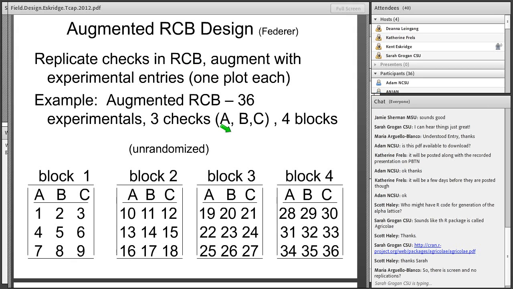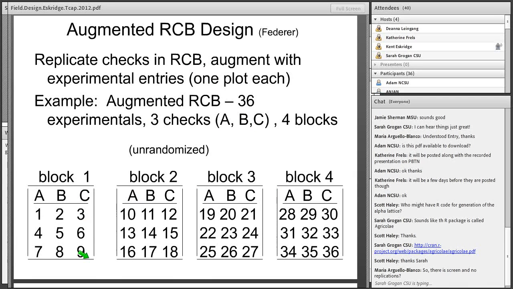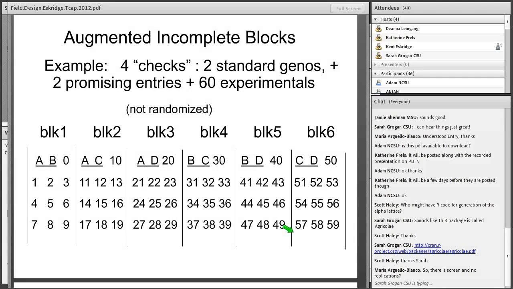So say, for example, I have 3 checks, A, B, and C. And what I'm going to do is put A, B, and C in a randomized complete block design across the top of this scheme that I show here. And let's assume that I have 36 other entries. Well, that means if I have block sizes of 12 altogether, I can evaluate 9 unreplicated entries in each block, which allows me to evaluate 36 unreplicated entries by replicating the checks. And what this does, it allows me to get a valid estimate of error variance and test differences between the entries, even though they're not replicated.